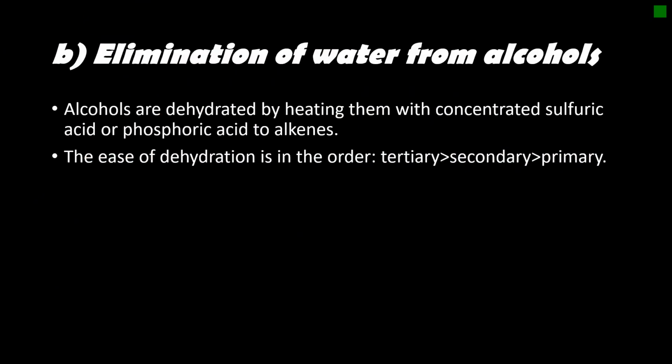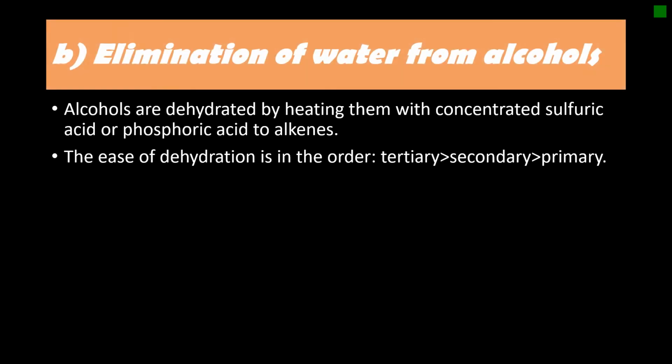The next reaction is the elimination of water molecule from alcohols. Alcohols are dehydrated by heating them with concentrated sulfuric acid or phosphoric acid to produce alkenes. The ease of dehydration is in the order: tertiary alcohols are more easily dehydrated than secondary than primary.